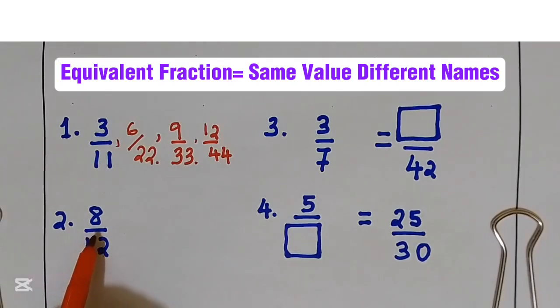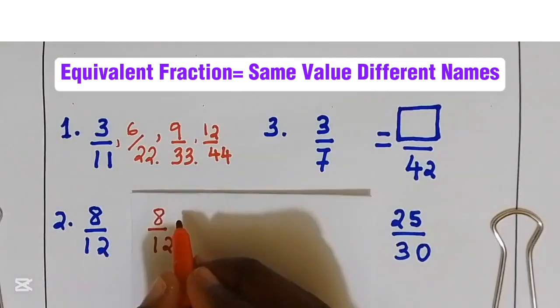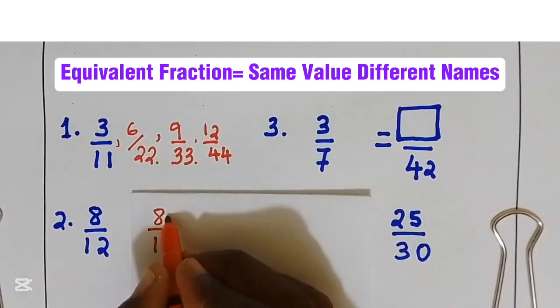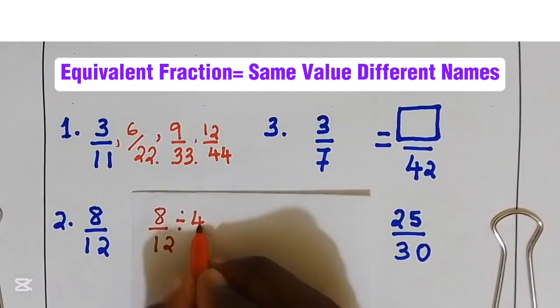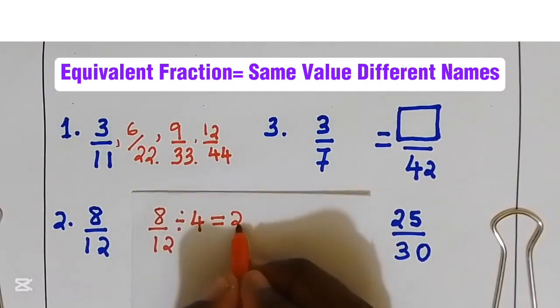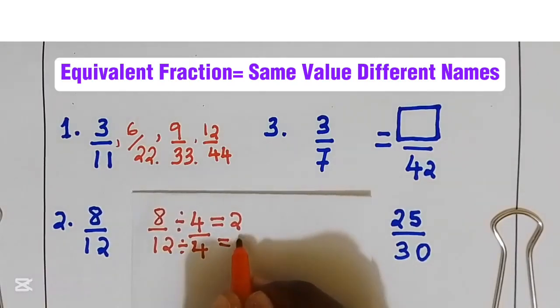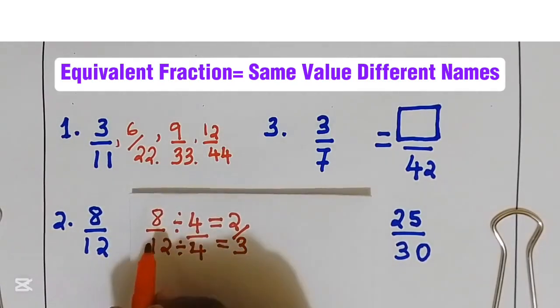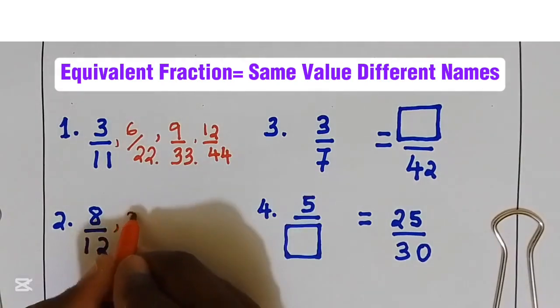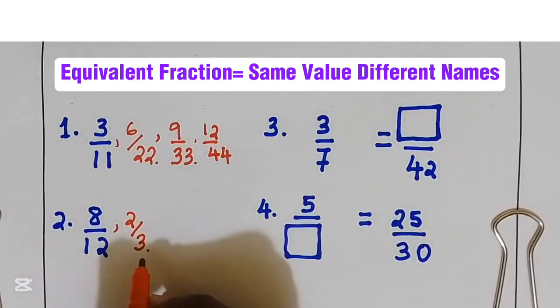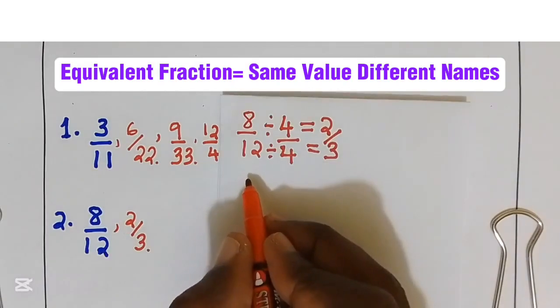We're supposed to find an equivalent fraction of 8/12. Here we can use division or we can use multiplication, since there is a common factor between 8 and 12. Let us divide the numerator and denominator by 4. 8 divided by 4, we get 2. 12 divided by 4, we got 3. So 2/3 is an equivalent fraction of 8/12.